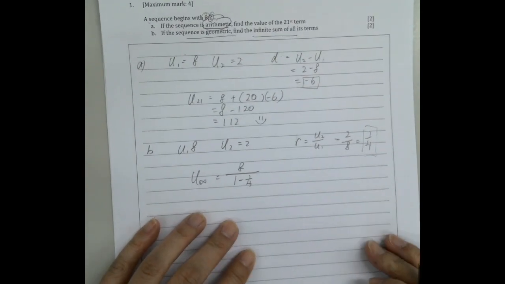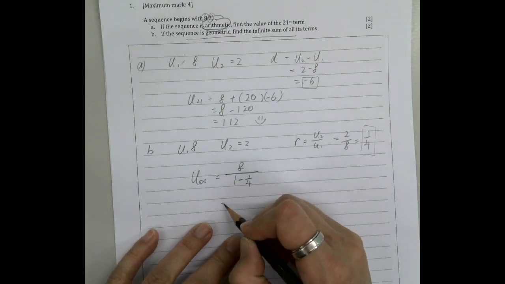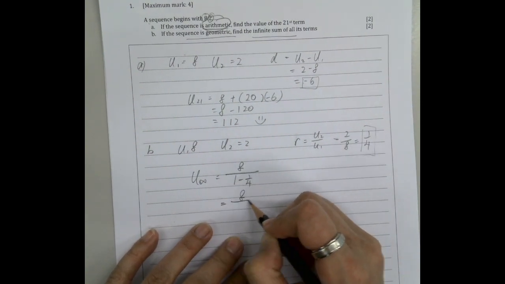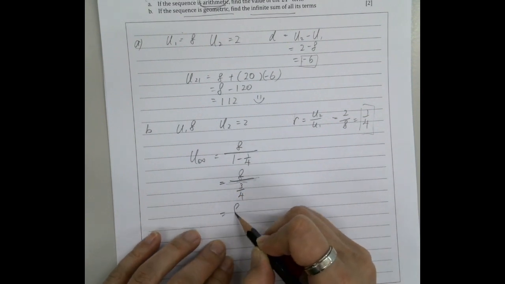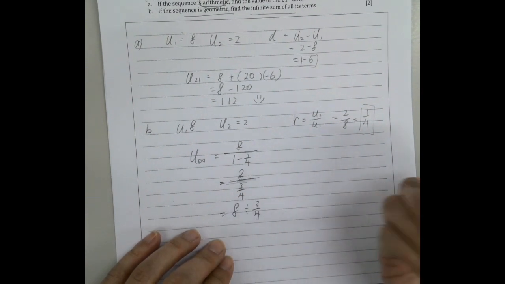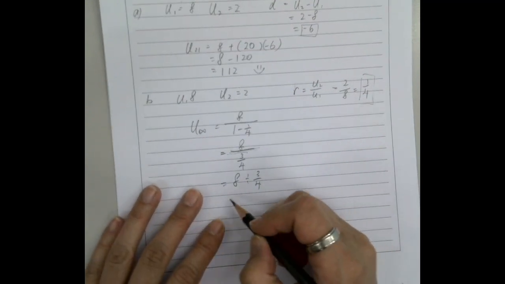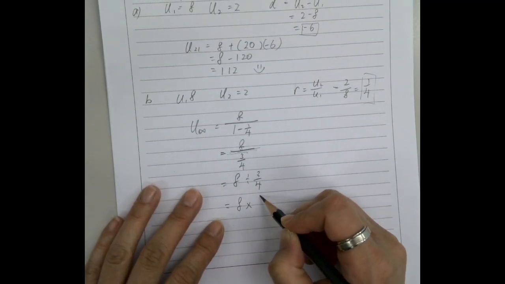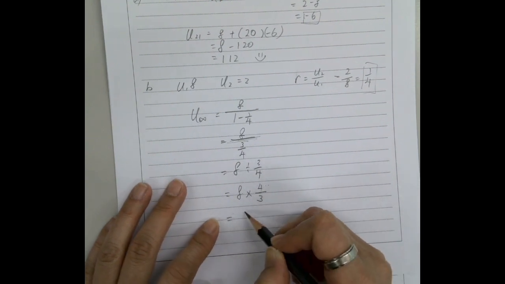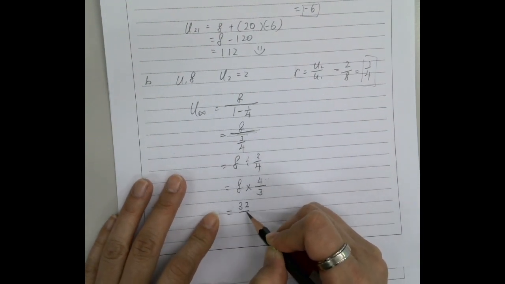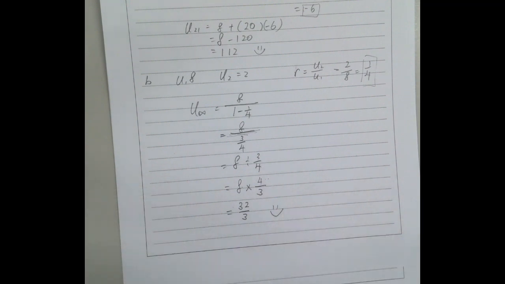Here's the tricky bit, is the fraction. So we will have 8, I will work on the denominator first. Because of this fraction bar, that gives us 8 divided by 3 over 4. Normally, I will write all these out. And then that will become 8 times 4 over 3. So multiply 4 to 8, and we get 32 over 3. And this is our first question on non-calculator sequence and series.